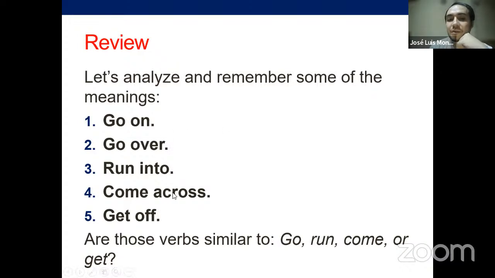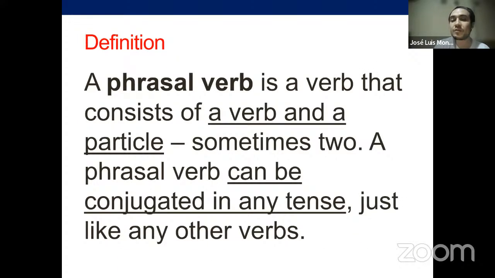Come across is the same, but usually you use this with objects. You can come across an object when you were cleaning your room, so it was not on purpose. It's also by accident. And get off. Again, all of these can have variations, but get off in this case is related to vehicles, to exit a vehicle. You can get in or get on a vehicle and you get off that vehicle. So that's just reviewing something that we already covered.